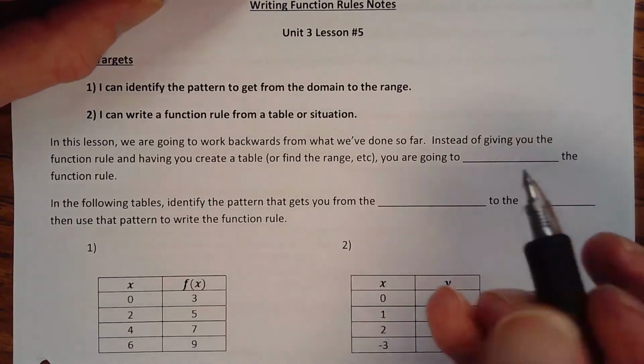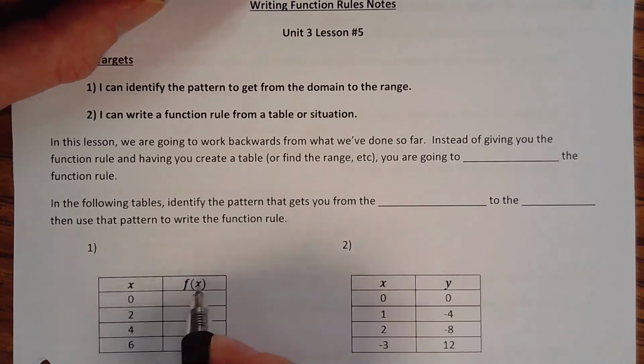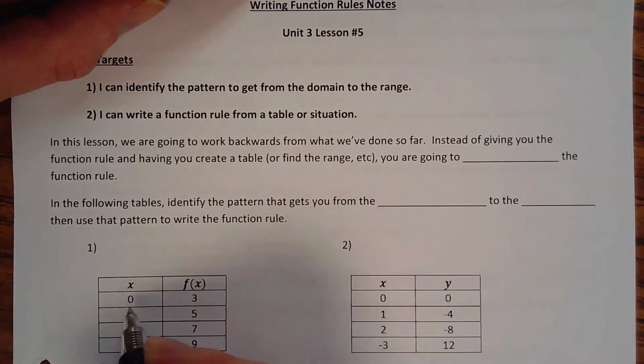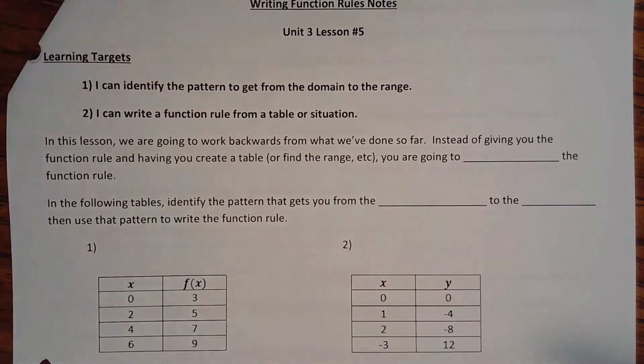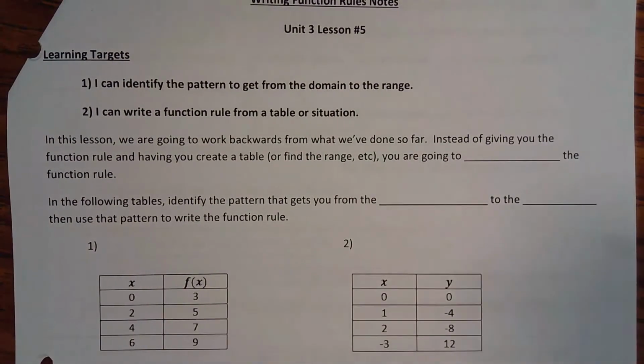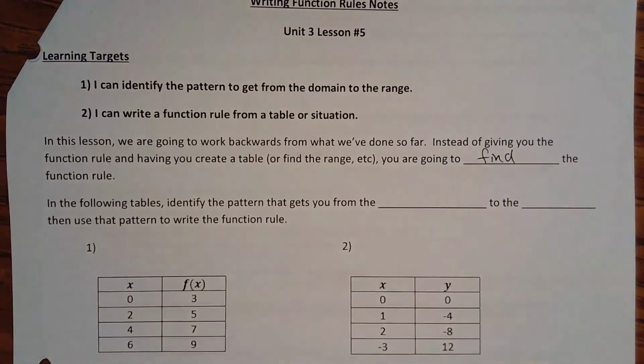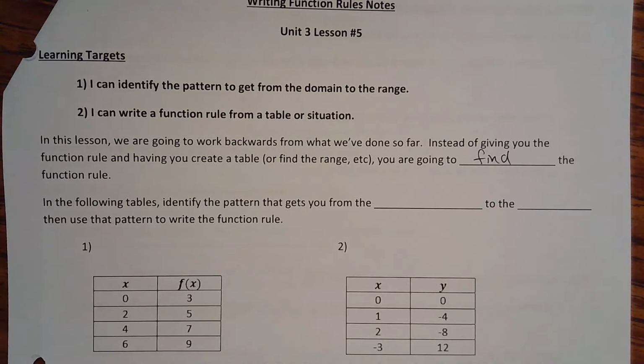Yesterday, we gave you the rule, and we said fill out the table. Well, here we got the table filled out for you. You got the x's and the y's, and we're saying what was the rule? What told you what to do with 0 to get 3? What do you do with 2 to get 5? What do you do with 4 to get 7? Okay, so we're going to go the opposite direction. And again, you are going to find the function rule. So instead of us giving it to you, you're going to find it.